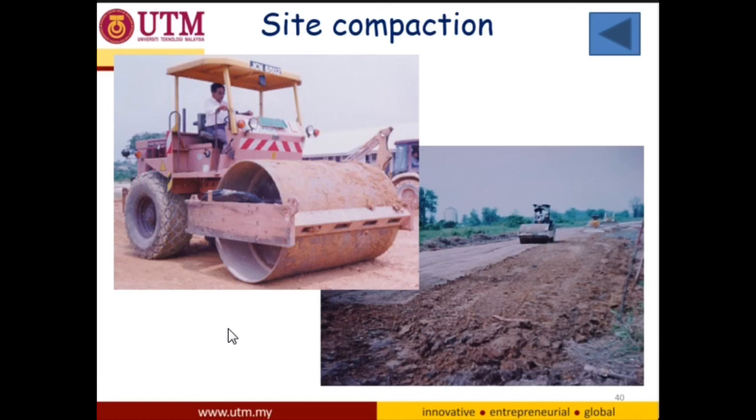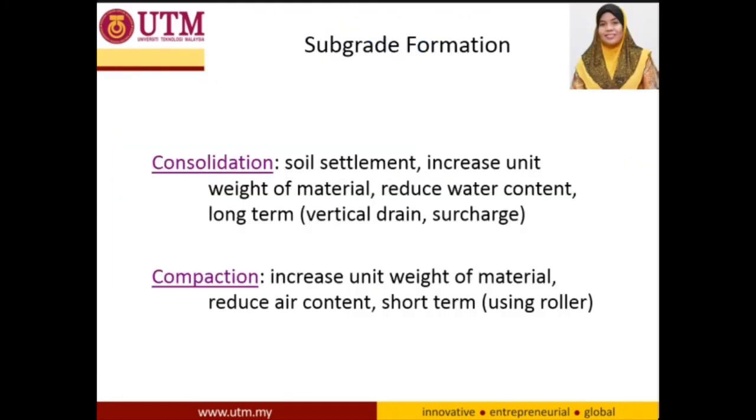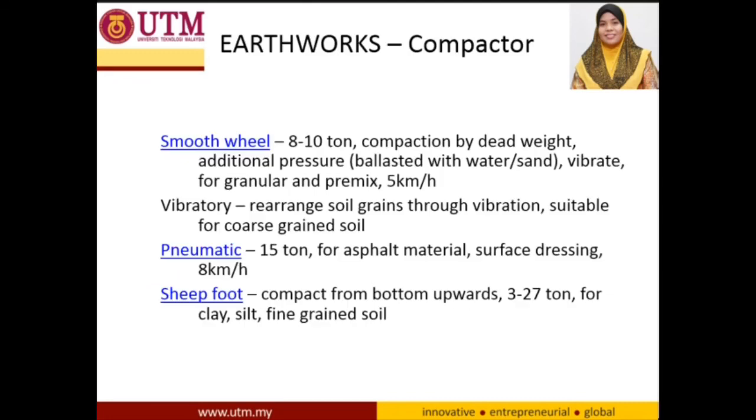This photo shows the roller used for site compaction. Next, there are various types of compactor available for compaction works, which depend on the function, materials used, and of course location. First, we have the smooth wheel or steel wheel roller, also called the tandem roller, which is used for granular and asphalt materials.